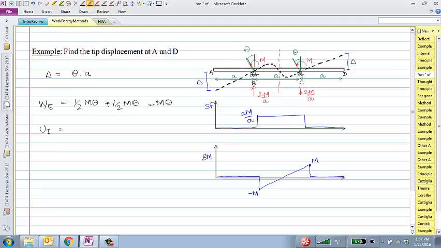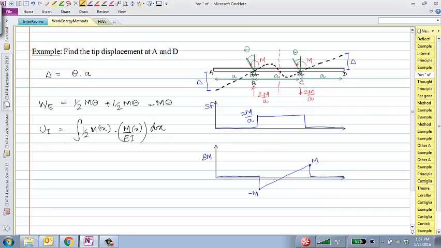And the curvature diagram would simply be the bending moment over EI. But what would be the internal energy? Anyone? How do I calculate internal energy if I have the bending moment diagram? That's right. So it's always half times M(x) times M over EI, also as a function of x, half times bending moment times curvature, and integrate that over the entire length of the structure.